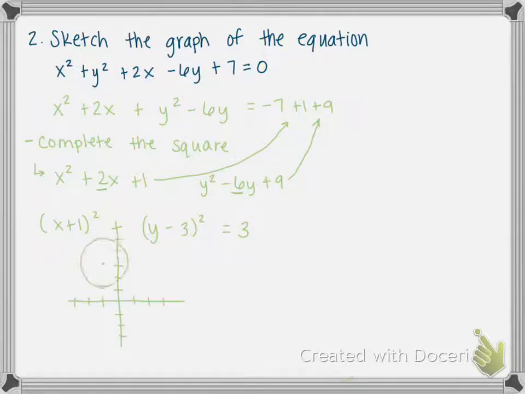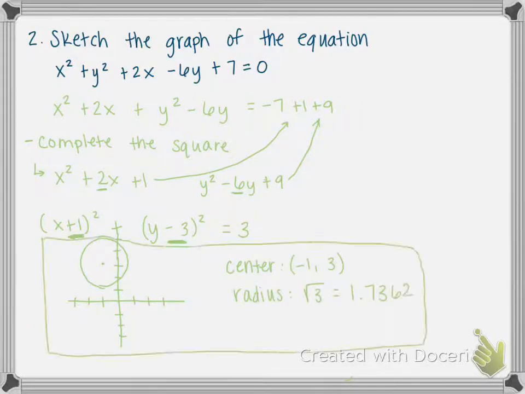And if we were to sketch this, we have our center at (negative 1, 3), given by h and k in our little parentheses there. And the radius is going to be the square root of 3, which is 1.7362. So go ahead and sketch that.